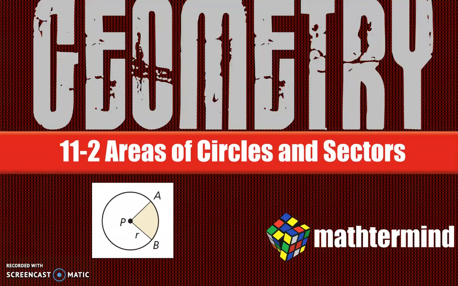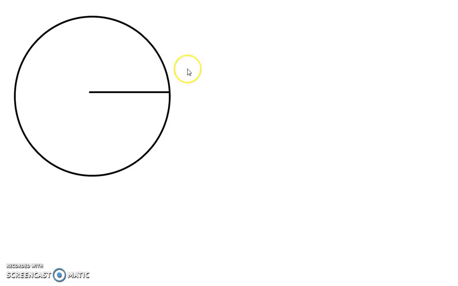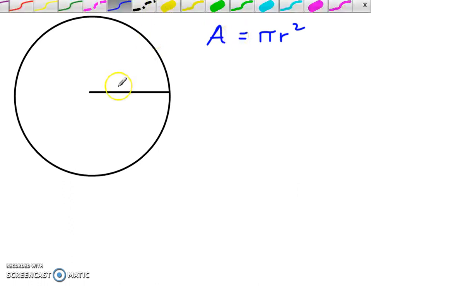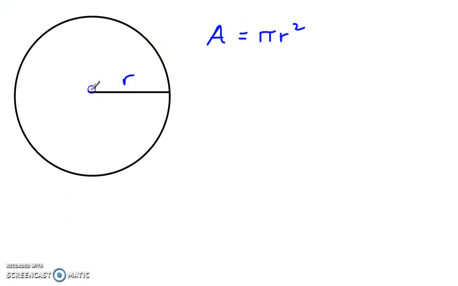And here we are back with some geometry, chapter 11, section 2, areas of circles and sectors. Quick review: the area of a circle is pi r squared. That's the entire area, where r is the radius from the center to the outside.